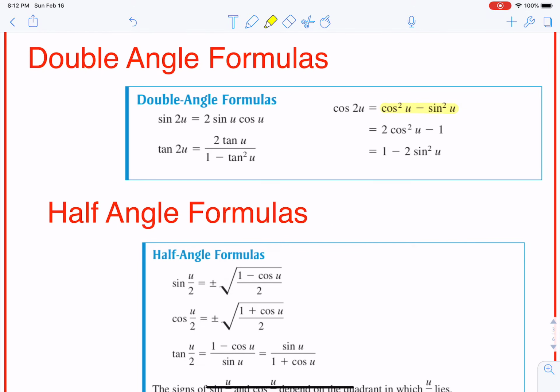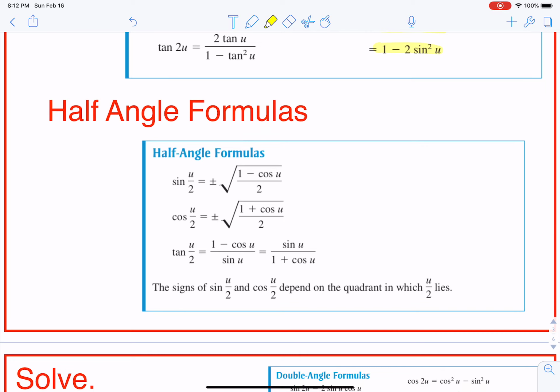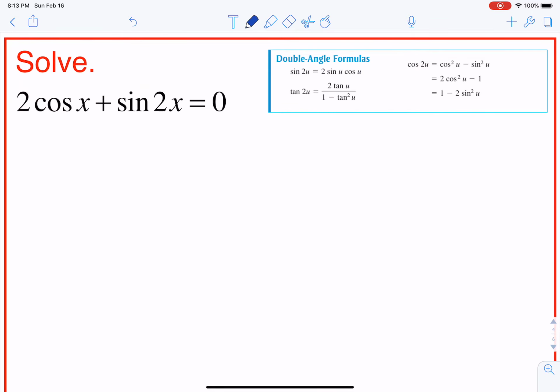So here is the cosine double angle formula that we derived, and then these are the other two that I was talking about, how you can manipulate that a little bit. These are the half angle formulas. So I'll let you either read in your book and figure out where these come from. Something really important though is when we evaluate, the signs of them depend on which quadrant they lie in. So let's dive into doing some of these problems here.